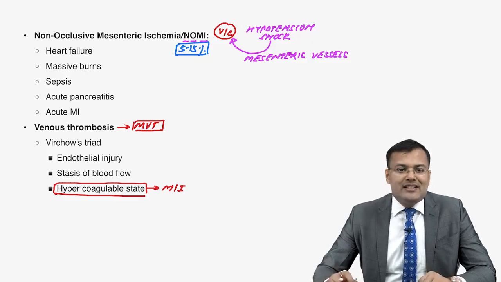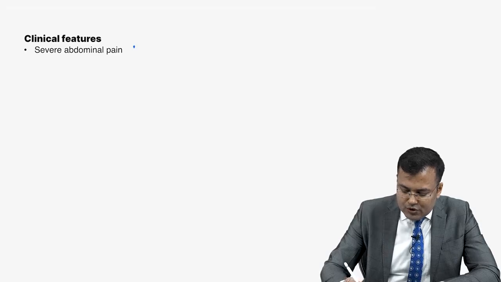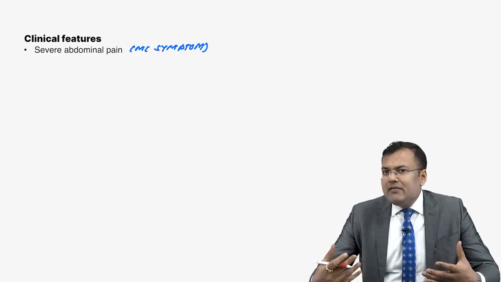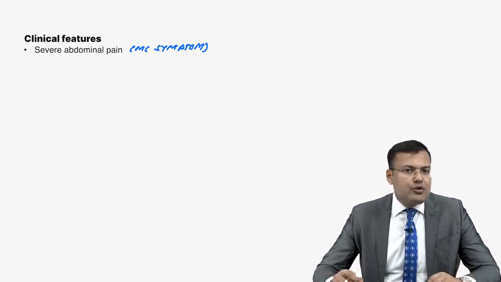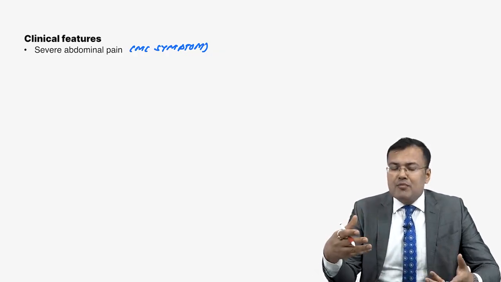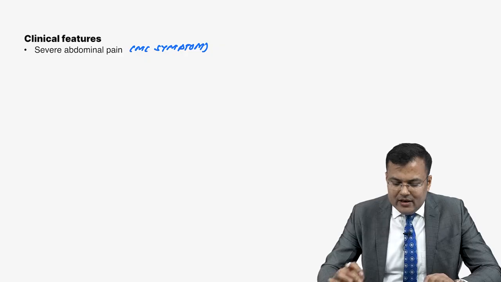Now see the clinical presentation. First important point, since there is impaired blood flow to the bowel, the patient will be having severe abdominal pain. This is the most common symptom. The clue of acute mesenteric ischemia is that the severe abdominal pain is out of proportion to physical examination findings. It means symptoms are out of proportion to examination findings. Lots of signs are not there, right? So what is the problem?